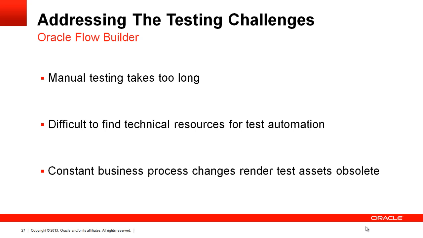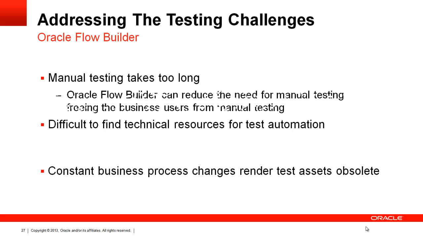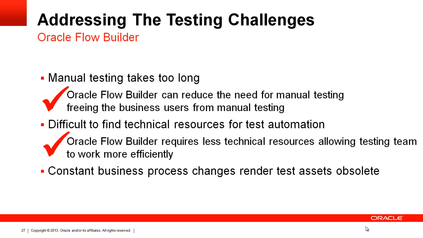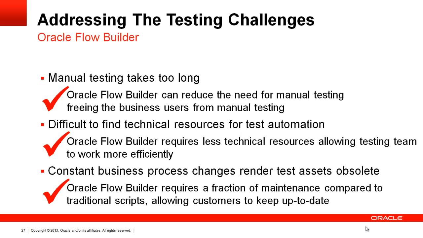Oracle Flow Builder addresses the testing challenges by reducing the need for manual testing, freeing up the business users from the manual testing. It also requires fewer technical resources, allowing non-technical testers or even power users to create test automation flows. And whenever the business processes change, Flow Builder can be used to quickly and with minimum effort update test automation scripts or components in order to keep the scripts up to date.